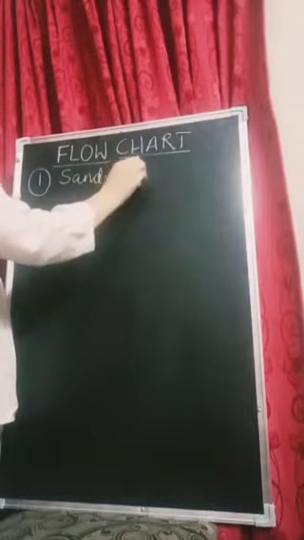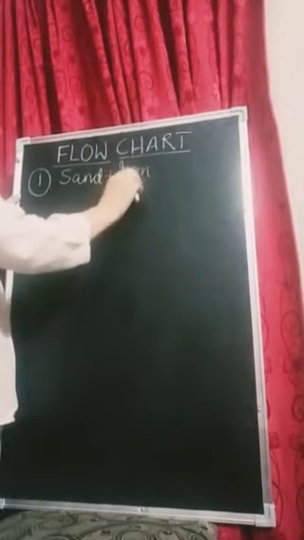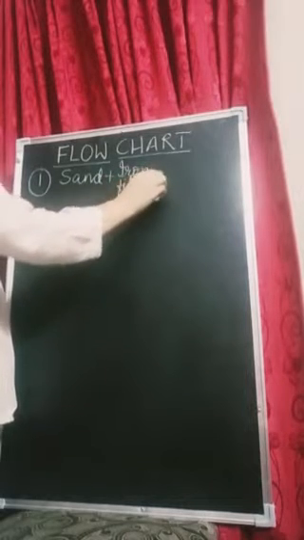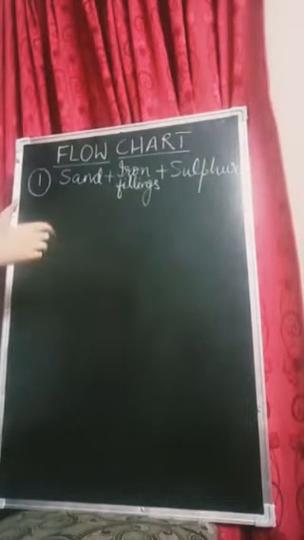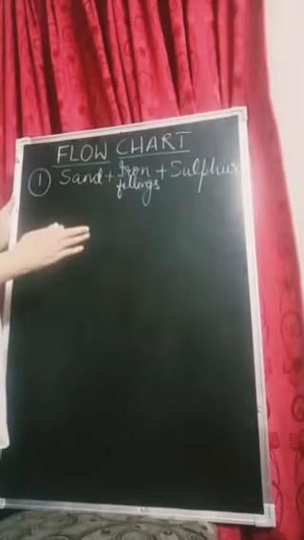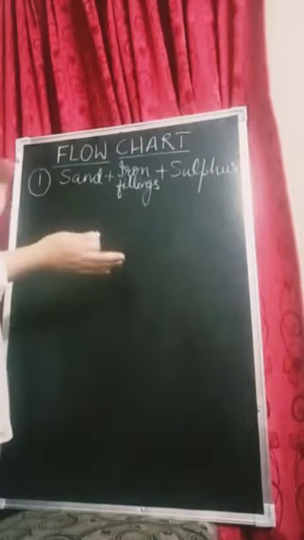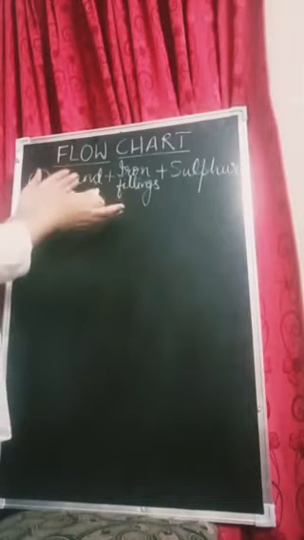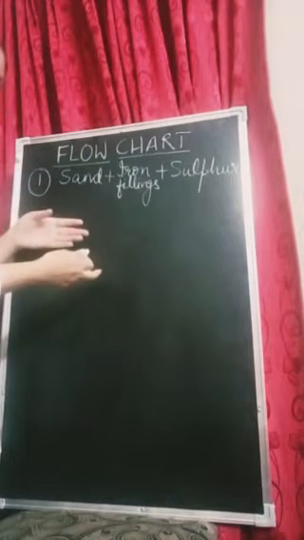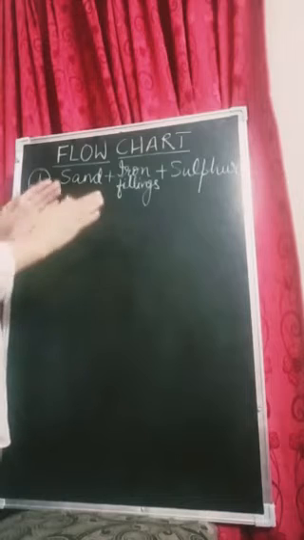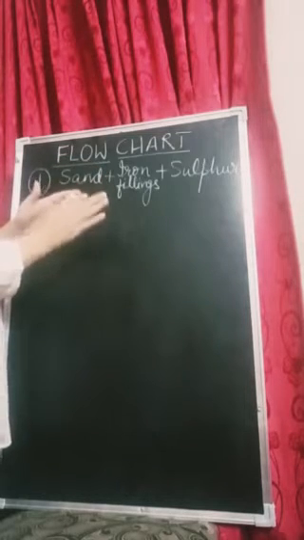So I have a mixture of sand plus iron filings and sulphur. So what method is to be used first? There has to be an order. Okay, so we cannot use the last method in the beginning and that will spoil the mixture. We have to think which method is to be used first.